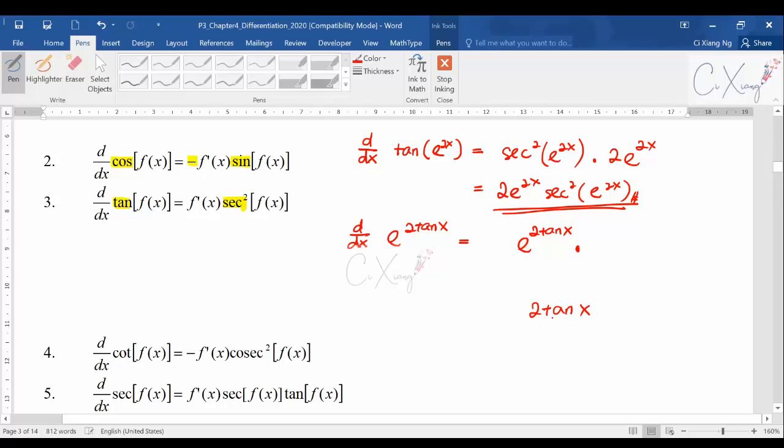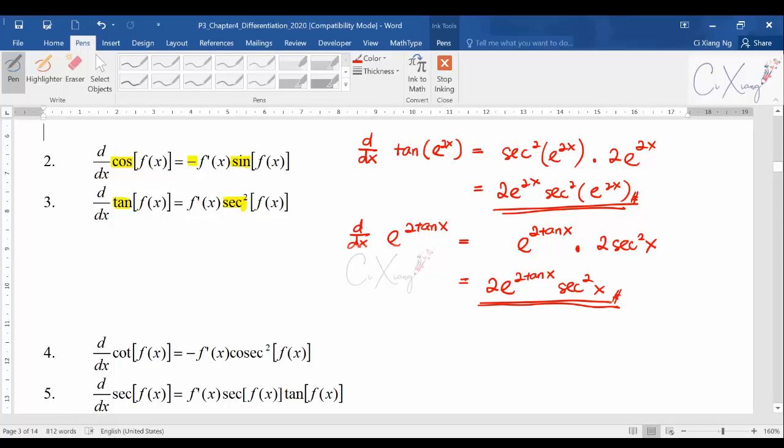When you differentiate 2 tangent x, what do you get? 2 is a constant, you just copy. When you differentiate the tangent x, you will get secant square x. Then when you differentiate the x, you will get a 1, so I didn't write out the 1 here at the end. Then I will rewrite it again. It will become 2e power 2 tangent x, and then multiply with secant square x. Any problem so far for this? If no problem, let's continue further.